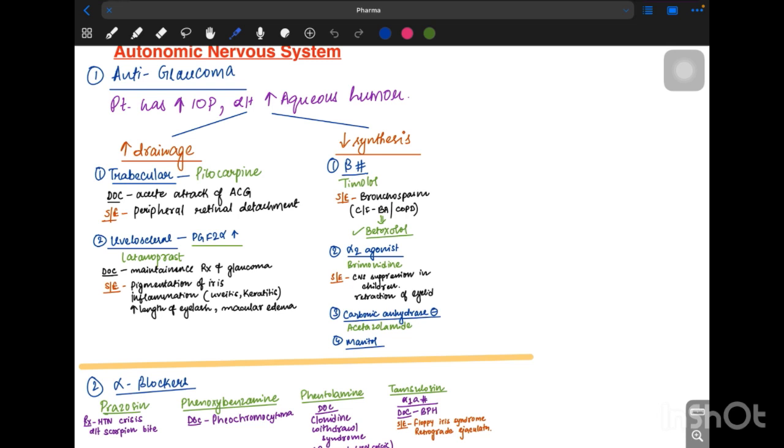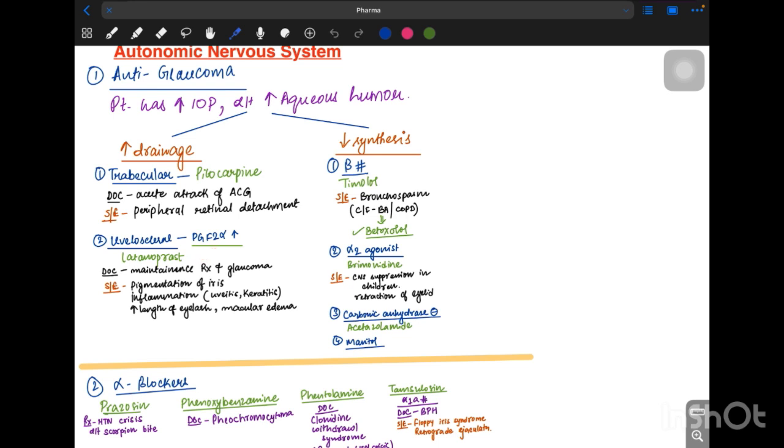Now, the other drainage system is uveoscleral outflow. So what drug do we have to give? We have to give prostaglandin F2 alpha. We have to increase that. The drug for that is latanoprost, and it is the drug of choice for maintenance treatment of glaucoma. What are the side effects for this? The side effects are pigmentation of iris, inflammation which includes uveitis and keratitis, and also it increases the length of eyelashes and causes macular edema. So these are the side effects of latanoprost. So what are the drainage drugs? Pilocarpine and latanoprost, which increase the drainage of aqueous humor and thus lower the intraocular pressure.